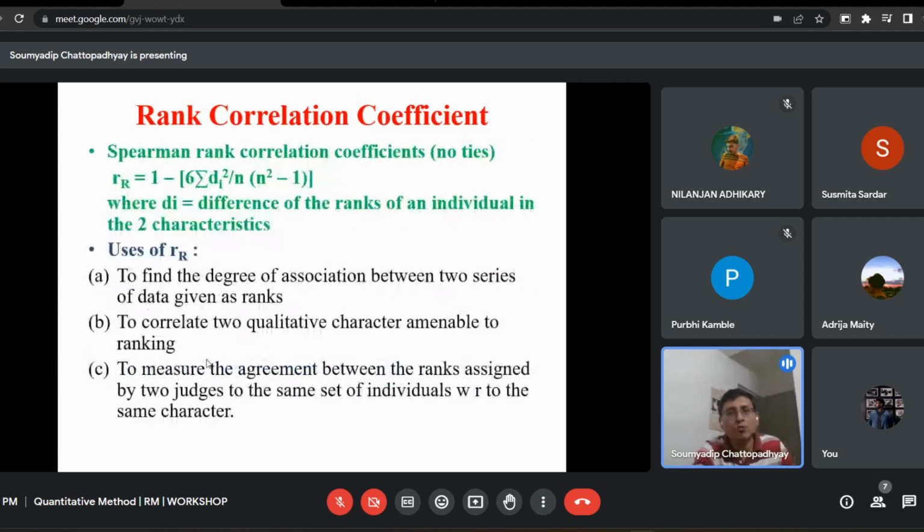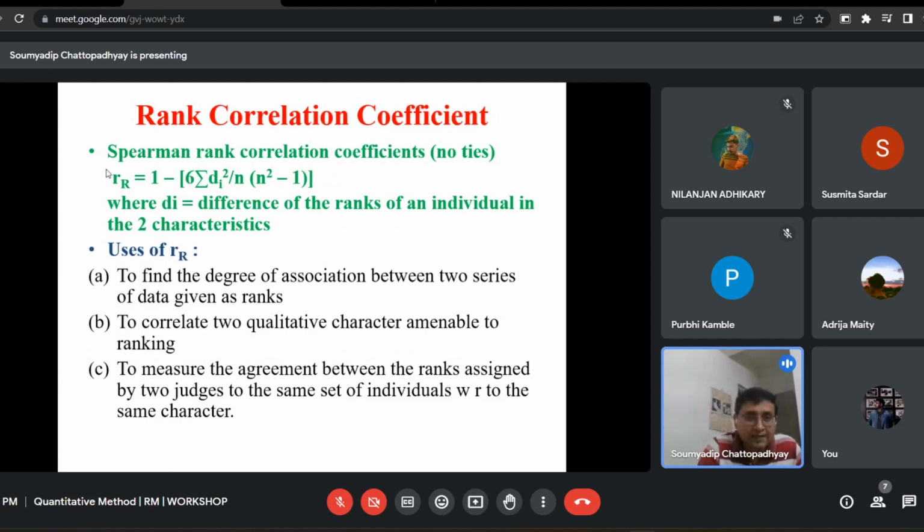This is how the rank correlation is generally calculated. This is the formula for calculating rank correlation. Again, if you have data on your attributes, on your qualitative variables, then you can easily use this formula to calculate the rank correlation.